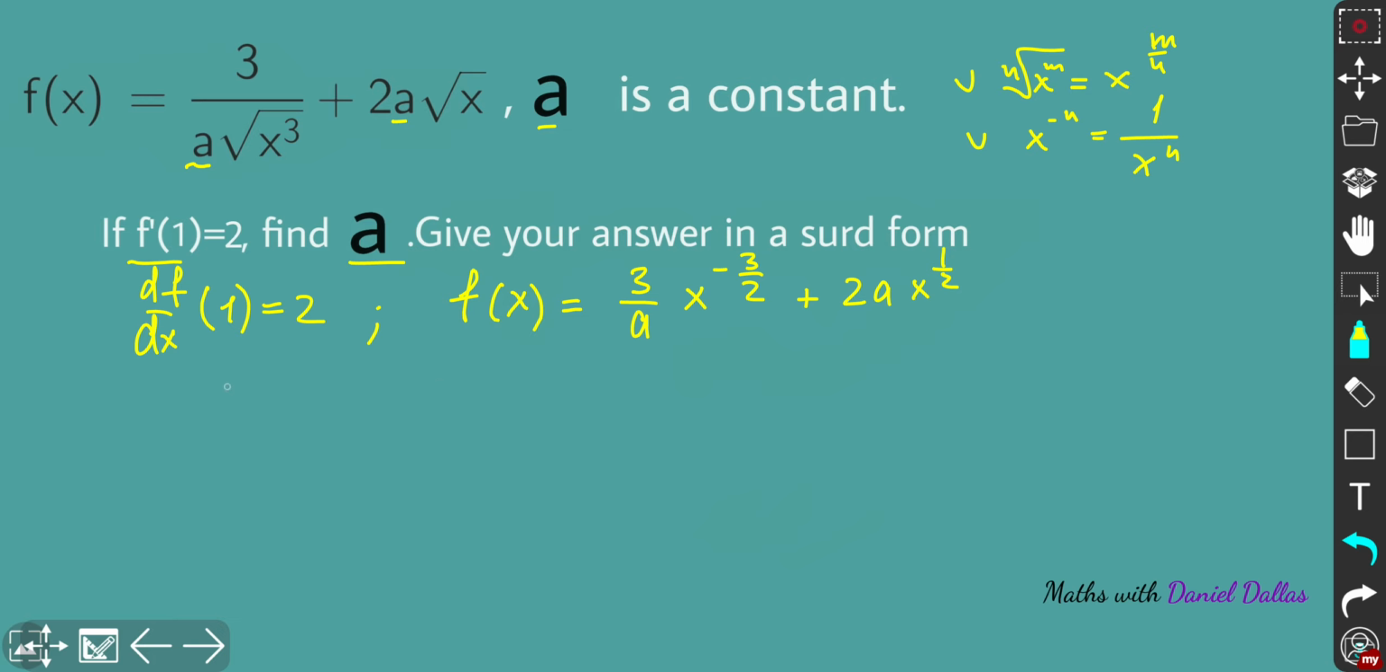All right, now let's find df/dx, or basically f prime. So we are going to differentiate first. Let's have a general way of what you will have. So -3 over 2 times 3 over a, and x is going to be to the power -3 over 2 minus 1, you'll get -5 over 2. And on top of that, you add 2a times 1 over 2, so we'll get simply a x to the power -1 over 2.